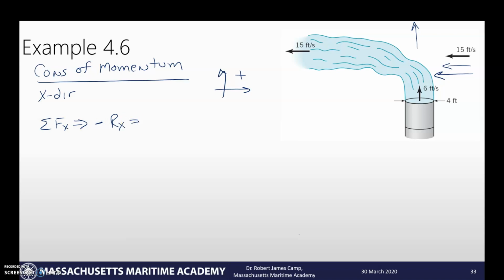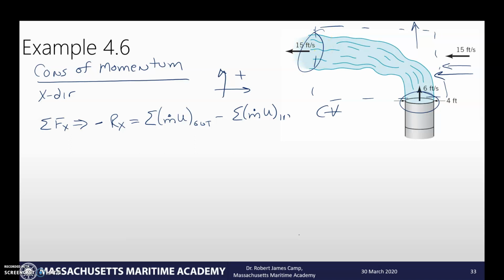Because of all the assumptions that we've made previously, we're going to be able to say that this is the sum of all the mass flow rates times the x velocity, remember that u is the x velocity, out, minus the sum of all the mass flow rates times u coming into the control volume. And remember from our other slide, this is what we said the control volume was. So coming into the control volume is right here, where our stovepipe ends. Coming out of the control volume is right there. Don't care about what's going on in the inside.